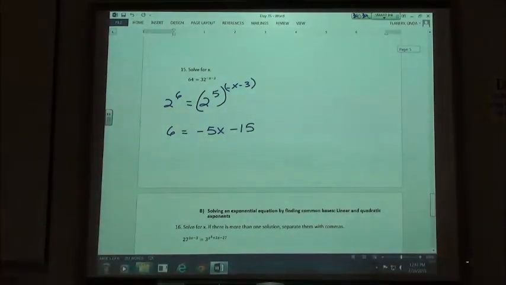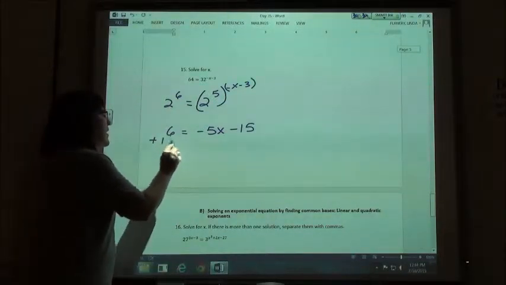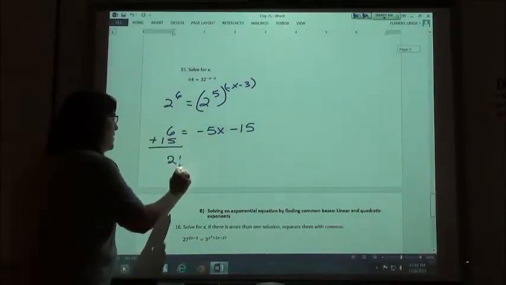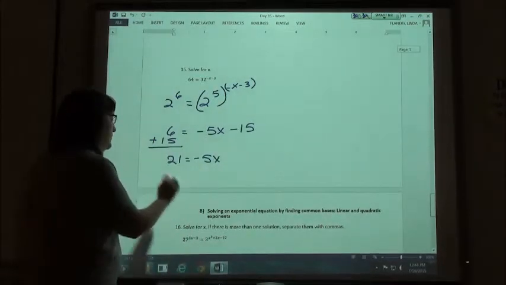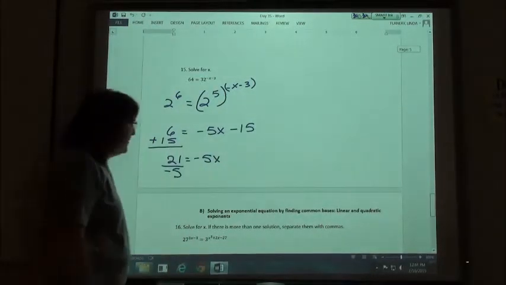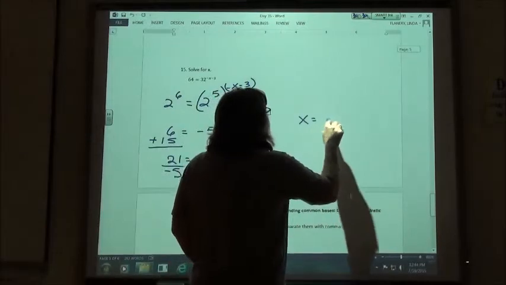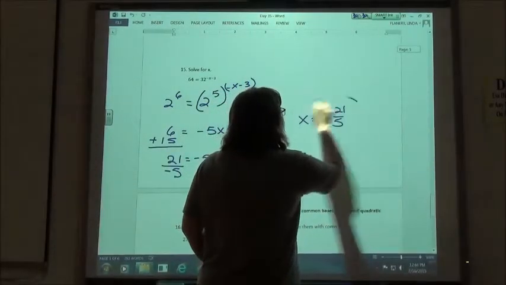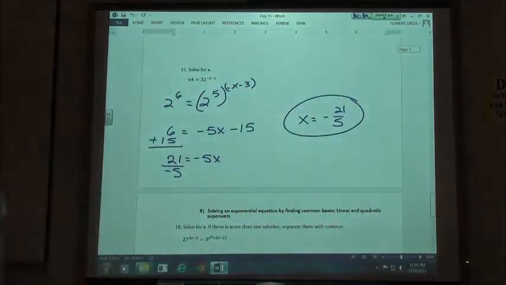Equals negative 5x minus 15. So solving that, we would add 15, so 21 equals negative 5x, and then divide. X equals negative 21/5 for our answer.